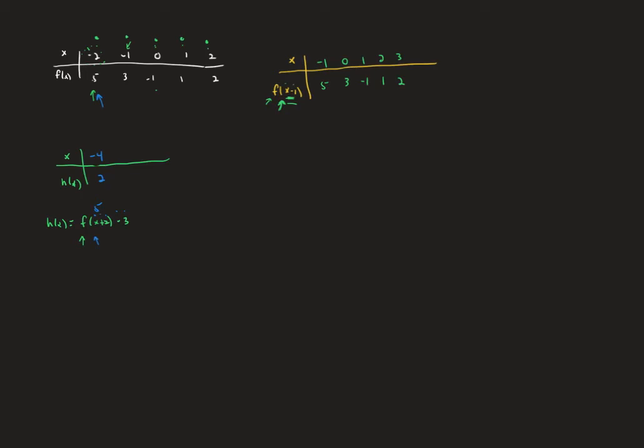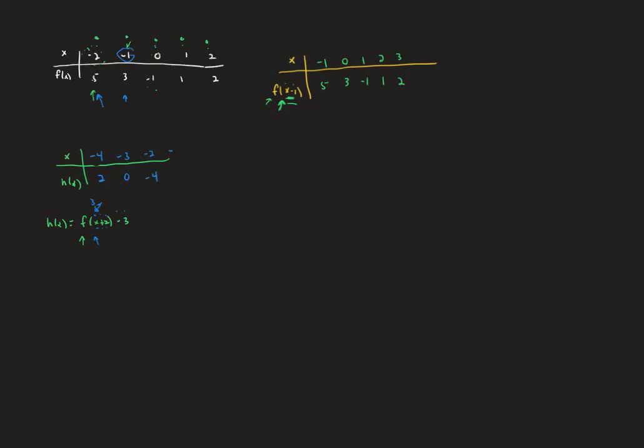Now I'm going to try to generate a negative 1, and so we're going to pick x to be negative 3. Negative 3 plus 2 is negative 1. f of negative 1 is 3. 3 minus 3 is 0. And then I'm going to plug in negative 2, because negative 2 plus 2 is 0. f of 0 is negative 1. Negative 1 minus 3 is negative 4.